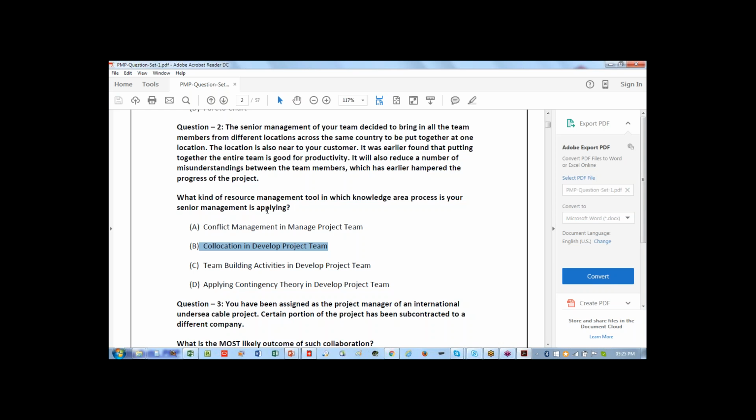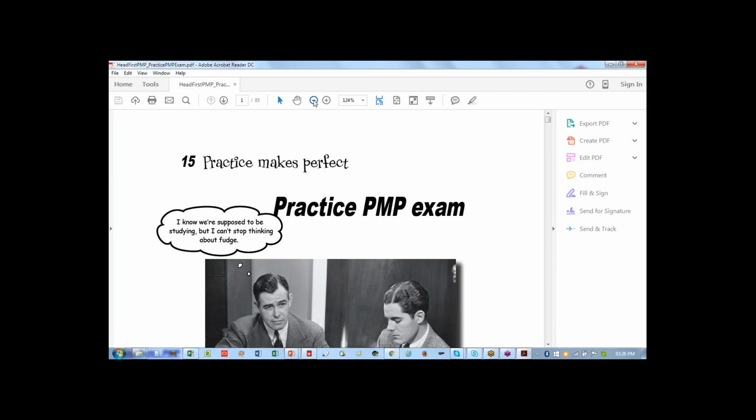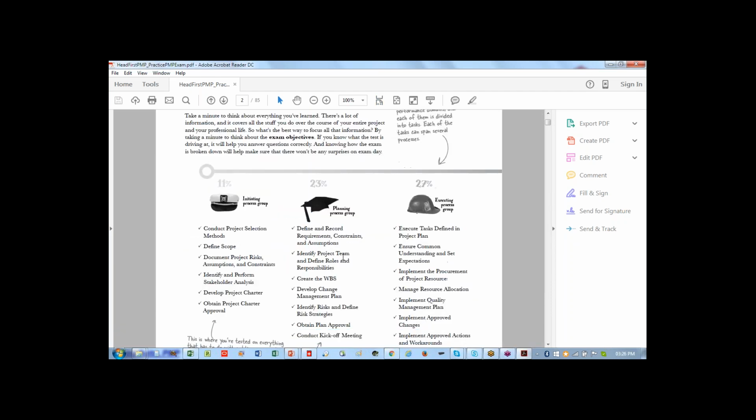So the story will change. Maybe the answers might remain the same. Okay, but this will give you a very good practice. So these are 3 sets, and this is the fourth one. So this is Head First. Head First is a publishing company.